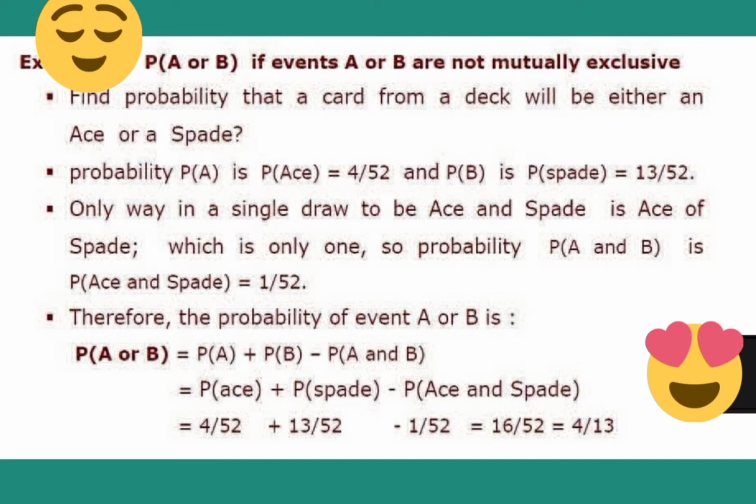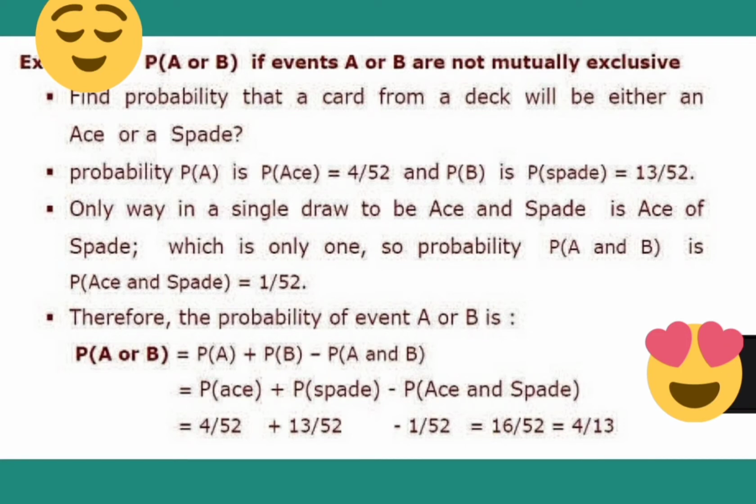mutually exclusive. In this case, we have to follow the addition formula for the probability, namely probability of A or B is equal to probability of A plus probability of B minus probability of A and B. Now in this case, A stands for the event ace and B stands for the event spade.